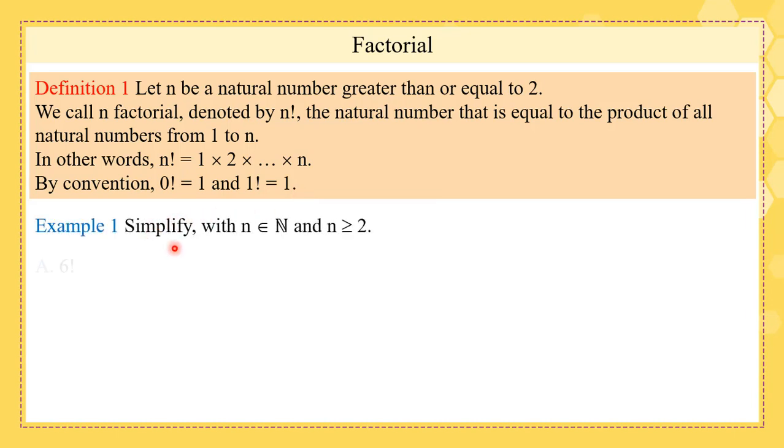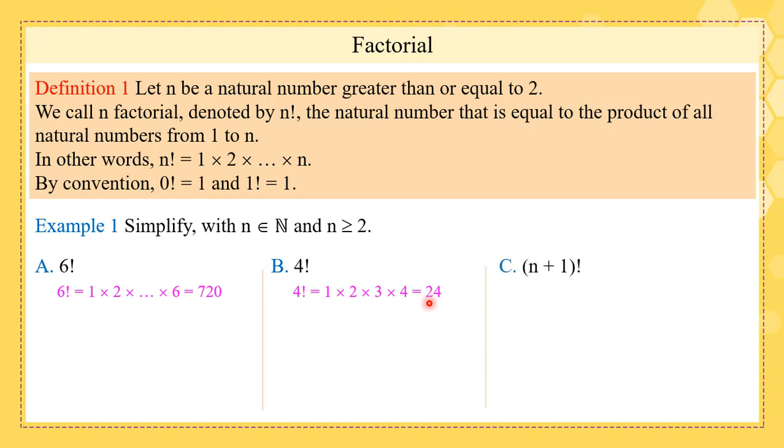We need to simplify 6 factorial. This is in fact the product of all natural numbers from 1 to 6, which is going to be 720. This is also 1 times 2 times 3 times 4, which is 24. And if I want n plus 1 factorial, this would be 1 times 2 times 3 times 4 times and so on up to n plus 1. So we stop at n plus 1.